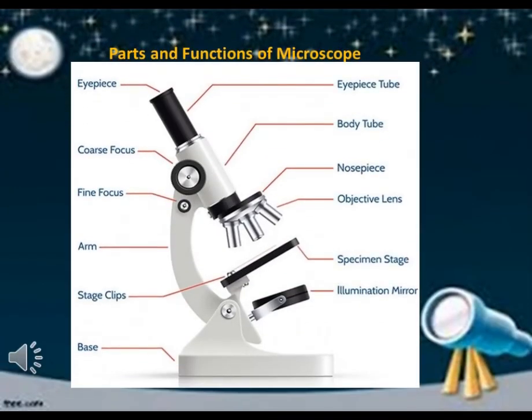Let's move to the parts of the microscope, and here you could observe the different parts of a compound microscope: the eyepiece, the eyepiece tube, body tube, coarse focus or coarse adjustment knob, fine focus or fine adjustment knob. We have the revolving nosepiece, objective lens, arm, stage, stage clips, and under it is a diaphragm. And below is the illumination mirror and the base.